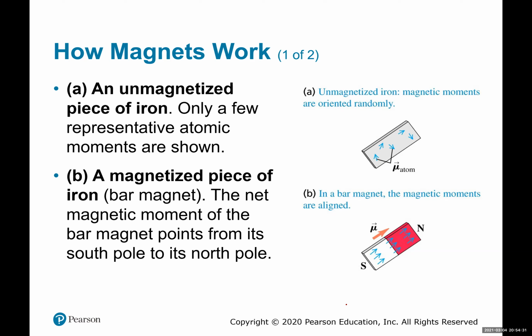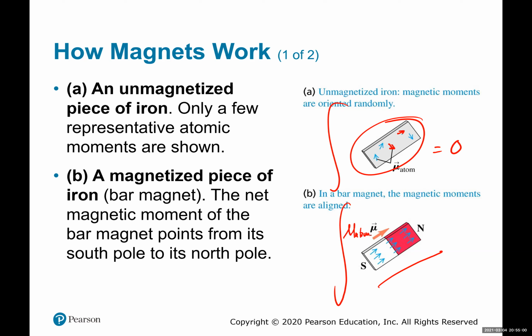Sure, there are these individual atomic magnetic dipole moments, but if we sum them all, no, it is unmagnetized. It has no sort of macroscopic dipole moment. This one, on the other hand, if we sum up all the little mu atoms, it's not going to be zero.